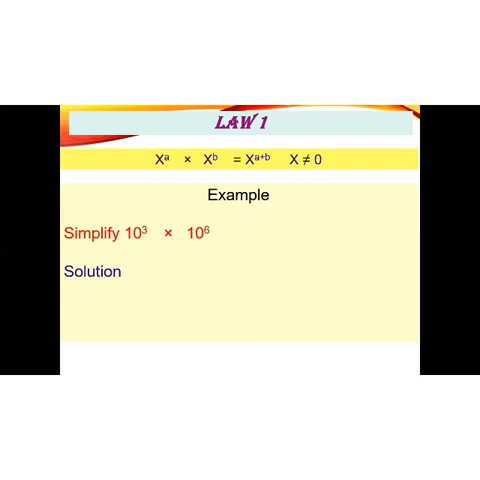So here we would have 10 raised to the power 3 times 10 raised to the power 6 equals 10 raised to the power 3 plus 6, and that would give us 10 raised to the power of 9. Of course, we know that 10 raised to the power of 9 is 10 multiplied in 9 places, but let's just leave it this way, 10 raised to the power of 9. So that's that for law 1.